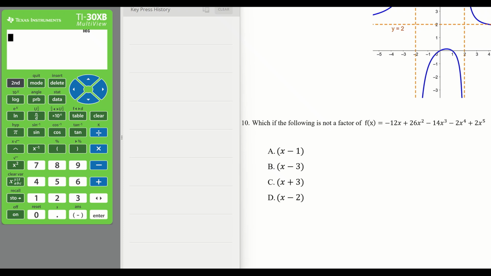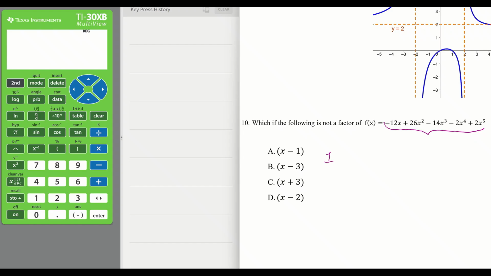Okay, for number 10, we could go through the steps of trying to divide each of these using synthetic division. Now, you'd have to put each of these in order, and then try each one to see if they would work with synthetic division. So, for the first one, let's try it out.